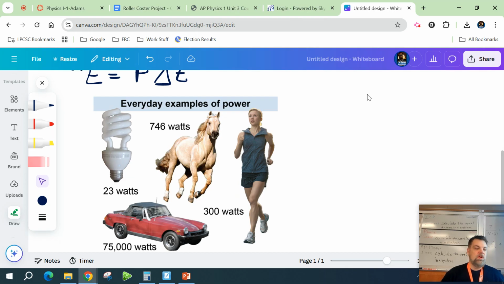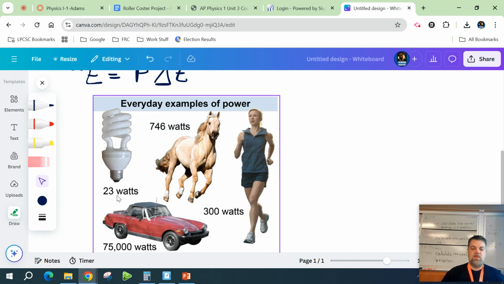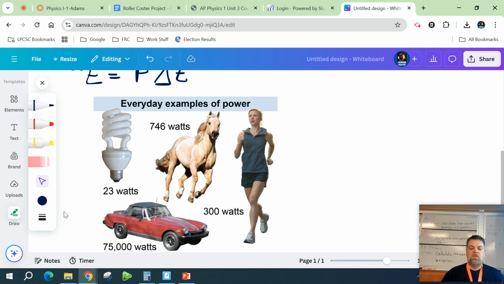But anyways, these are actual different types of power. So a car can do 75,000 watts. Now that's just 75,000 joules per second. That's what it could do. A person running is about 300 watts or joules per second. And if we have time, depending on how much time we have, we'll figure that out. So let's do an example problem, okay?